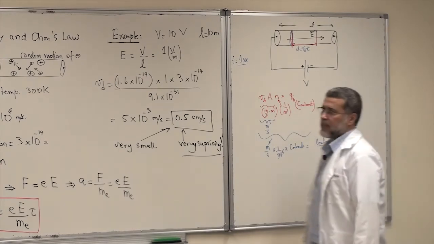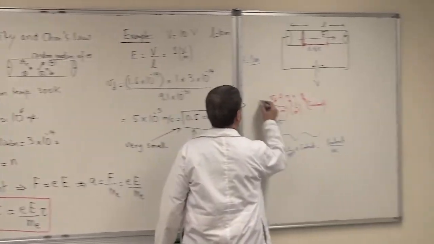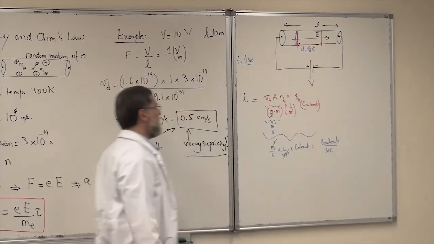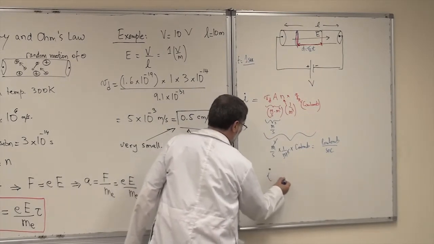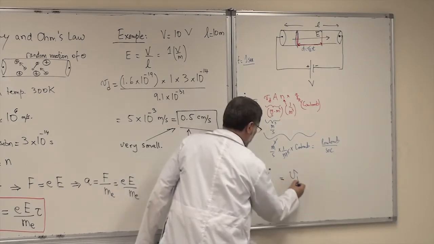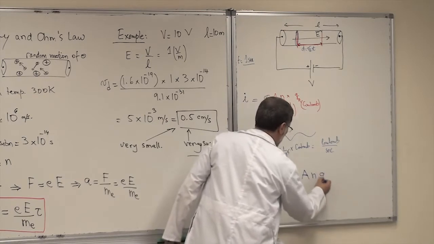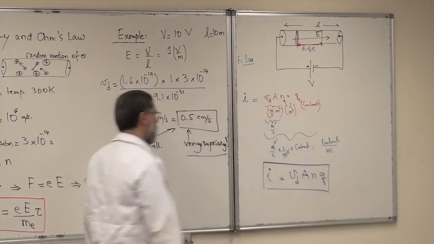And what is Coulomb per second? If you look at the previous video, you find out that this is actually the current, I, which is flowing. That's the current. So let me write the equation for the current now. I is V drift A N Q. That's the current flowing in the wire.